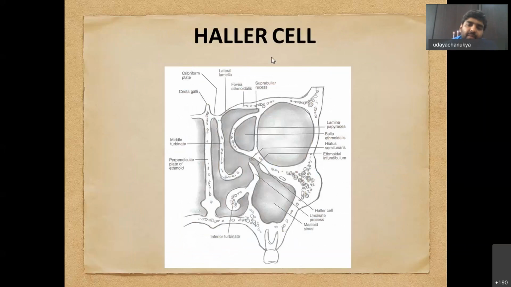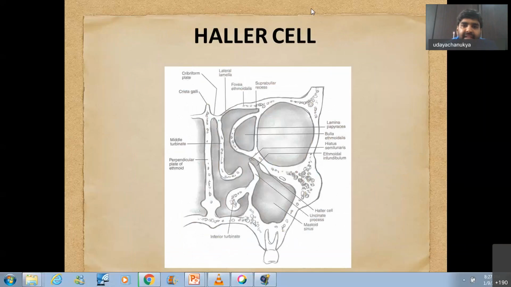The next anatomical variation is a Haller cell. The Haller cell is an infraorbital maxillary cell. It is located inside the maxillary sinus below the orbit. The clinical significance is that a Haller cell narrows the maxillary ostium.